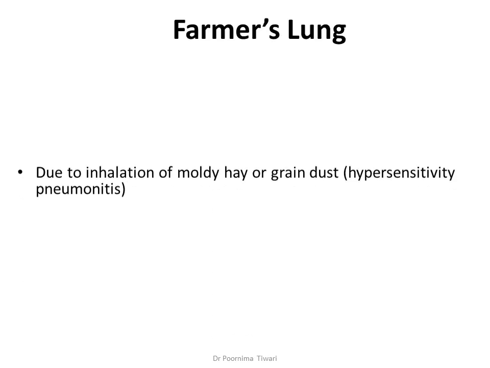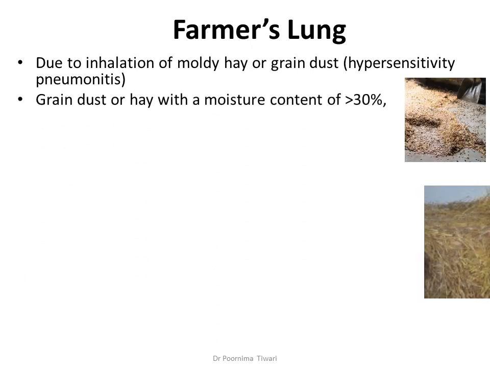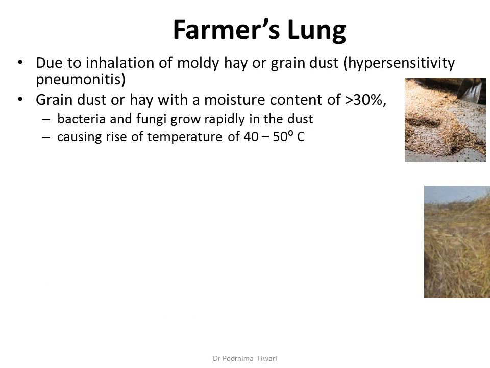Farmer's lung occurs due to inhalation of moldy hay or grain dust, that is hay or grain dust which is infected by mold. Farmer's lung is due to hypersensitivity pneumonitis, hypersensitivity to the mold. Grain dust or hay which has a moisture content of more than 30% leads to bacterial and fungal growth. This growth raises the temperature of the hay or grain dust to almost 40 to 50 degrees Celsius. These temperatures promote the growth of thermophilic actinomyces known as Micropolyspora faeni, which causes farmer's lung.